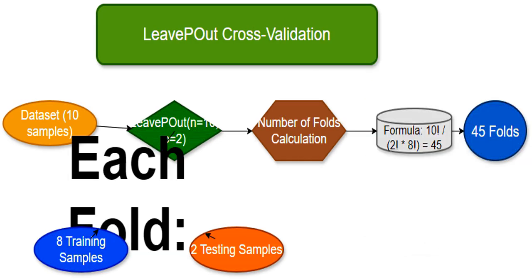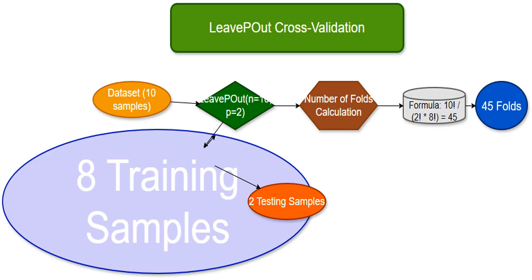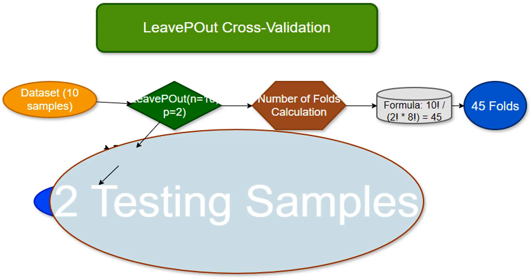Each iteration in the LeavePOut process will create a specific training and testing dataset. In each iteration, 8 out of 10 samples are used to train the model. 10 total samples minus 2 test samples equals 8 training samples. In each iteration, 2 samples are held out for testing the model's performance.